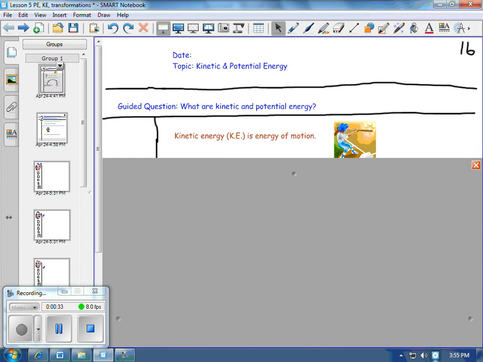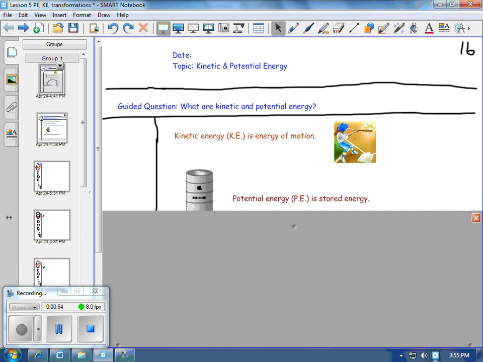Kinetic energy is the energy of motion. For example, the action of hitting a baseball with a baseball bat is obviously energy of motion. The person is transferring the energy through the bat into the ball, and then the ball has kinetic motion also as it moves through the air.